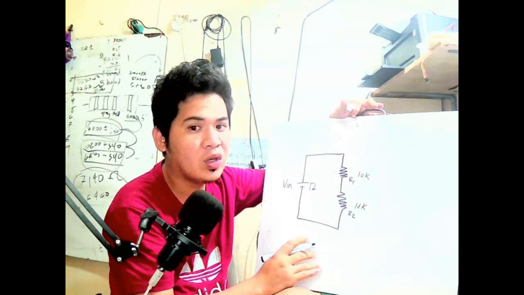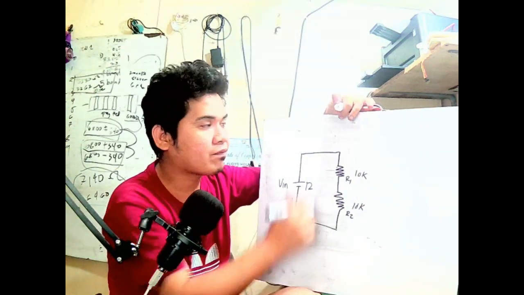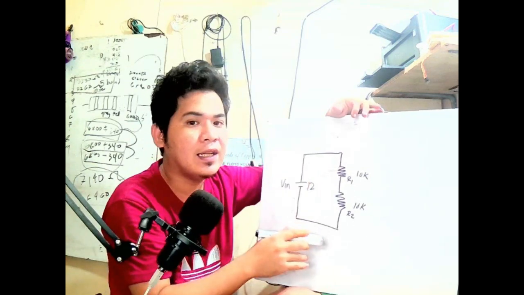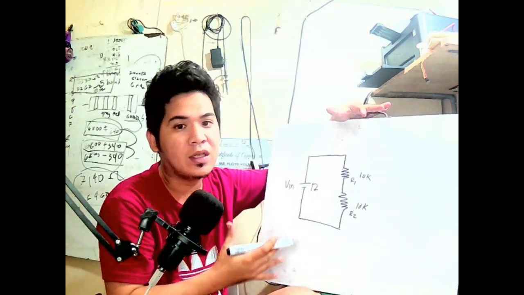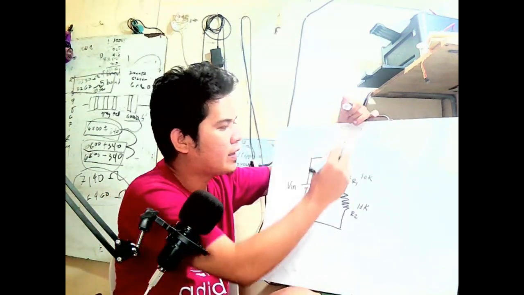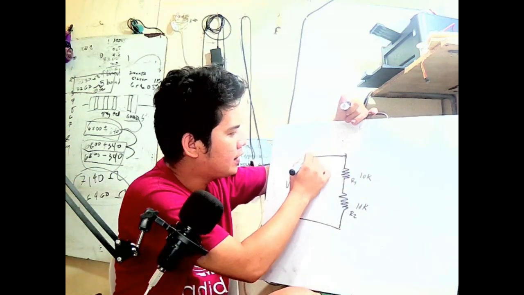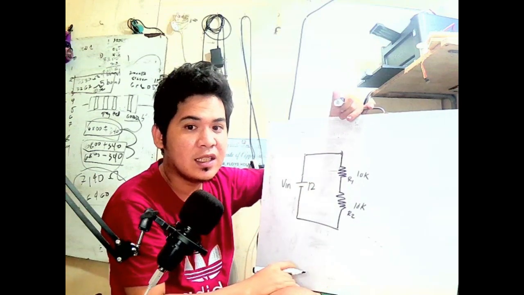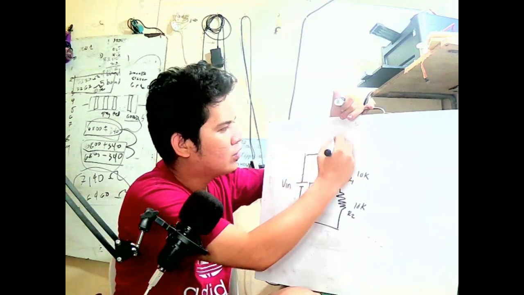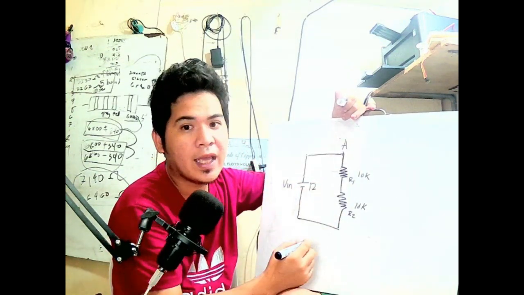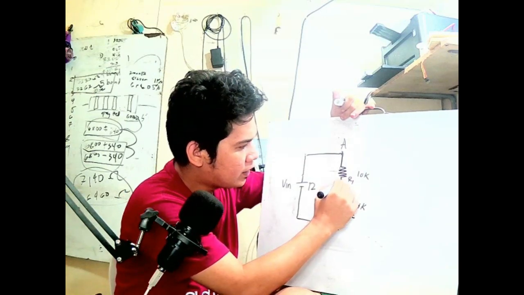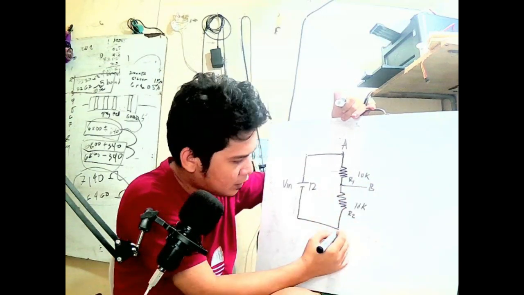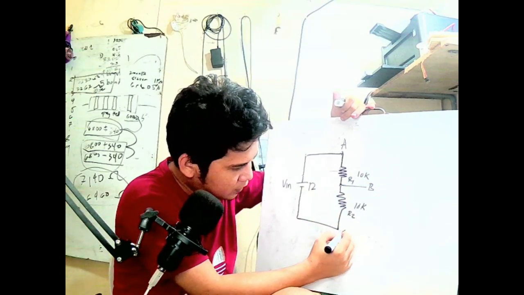Okay, so sa ating KVL, kailangan natin maintindihan yung nodes. Okay, nodes meron tayo, this node and this node and this node, yung tatlong yan. So we can put this as node A, and this one here as node B, and this one is node C.